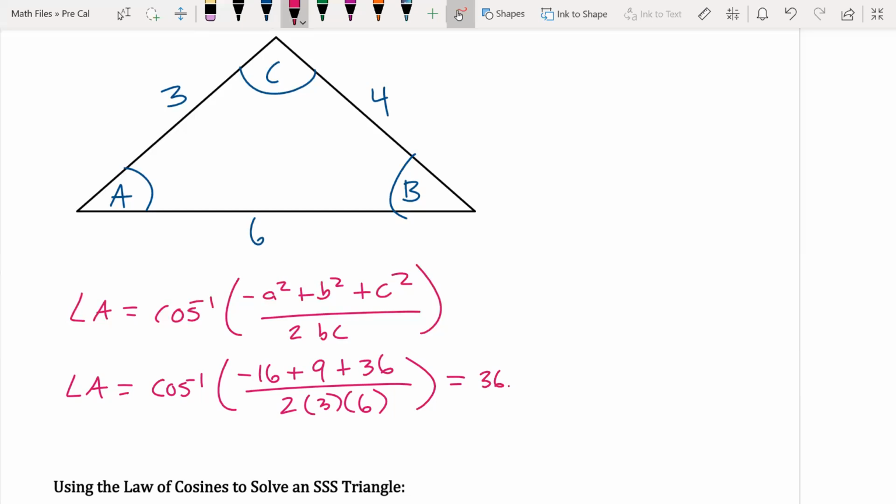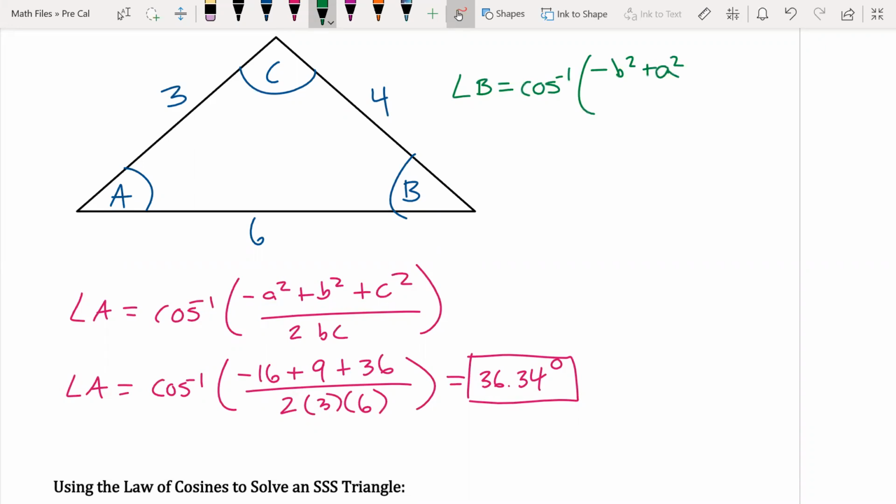36.34 degrees. There's angle A. Okay, which means let's go ahead and find angle B. Why not? Angle B gives me the inverse cosine of negative b squared... We're in degrees, right? Yeah, make sure you're in degrees.